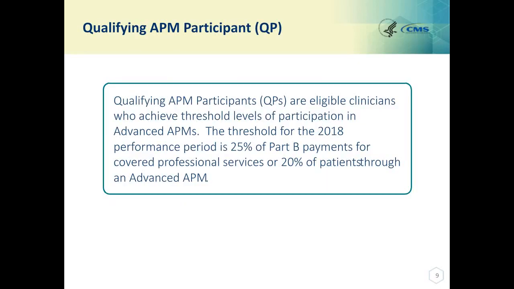Under advanced APMs, you'll find that there is a qualification that we call the qualifying APM participant, or the QP. If you see the terminology or the abbreviation QP, that is nothing more than the qualifying APM participant, an eligible clinician who achieved threshold values or levels of participation in advanced APMs. That level and threshold for the 2018 performance period was 25% of Part B payments for covered professional services, or they did 20% of patients through an advanced APM. Next slide, please.